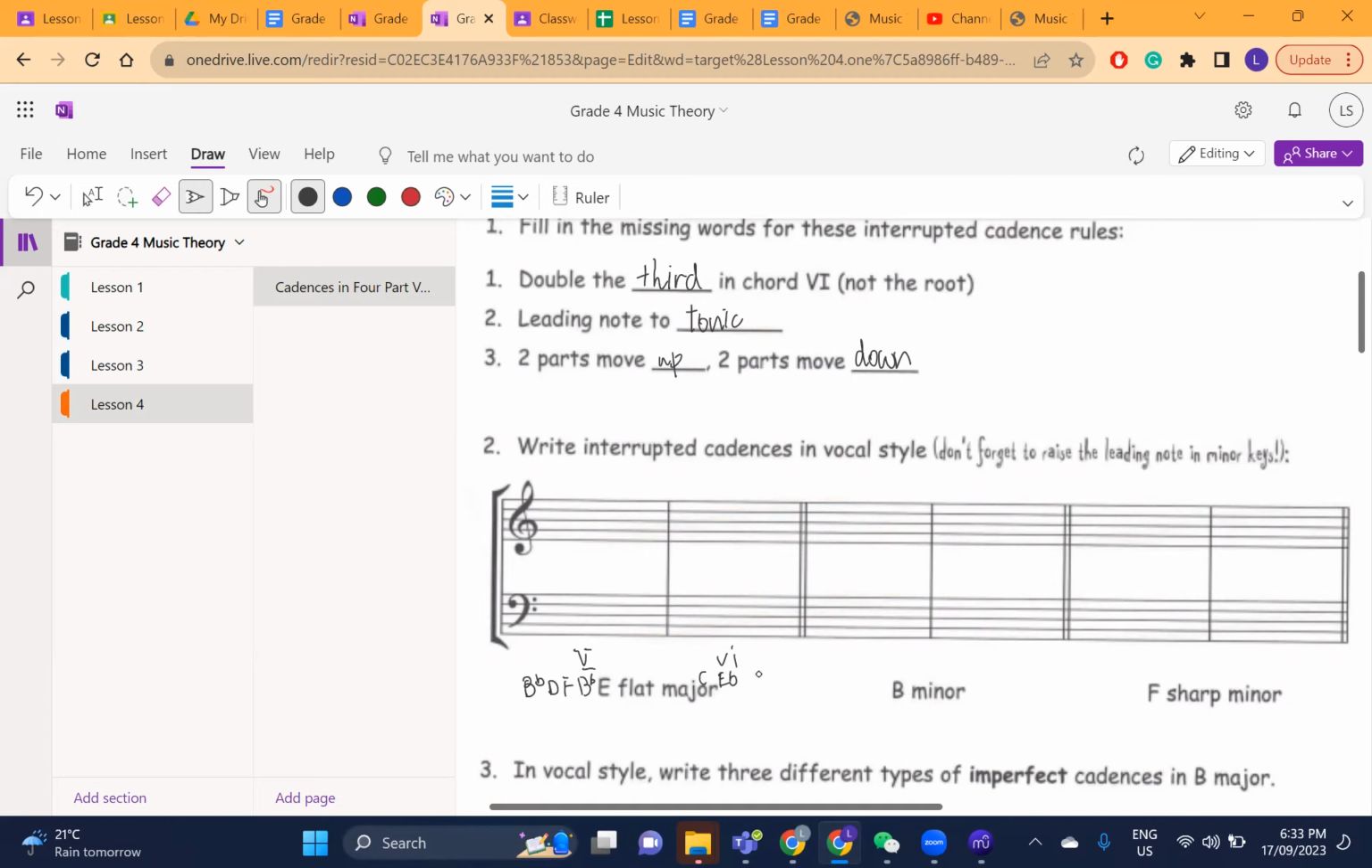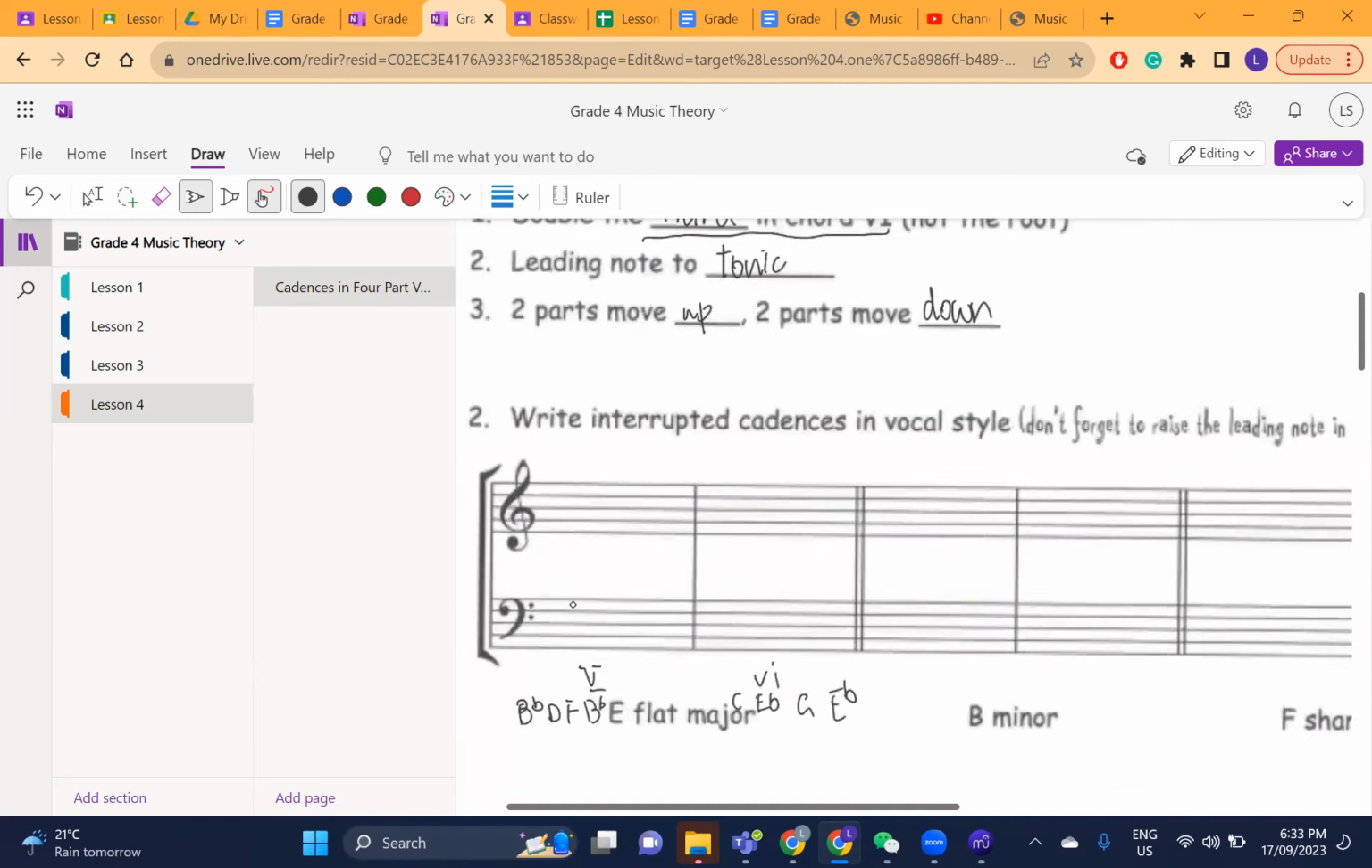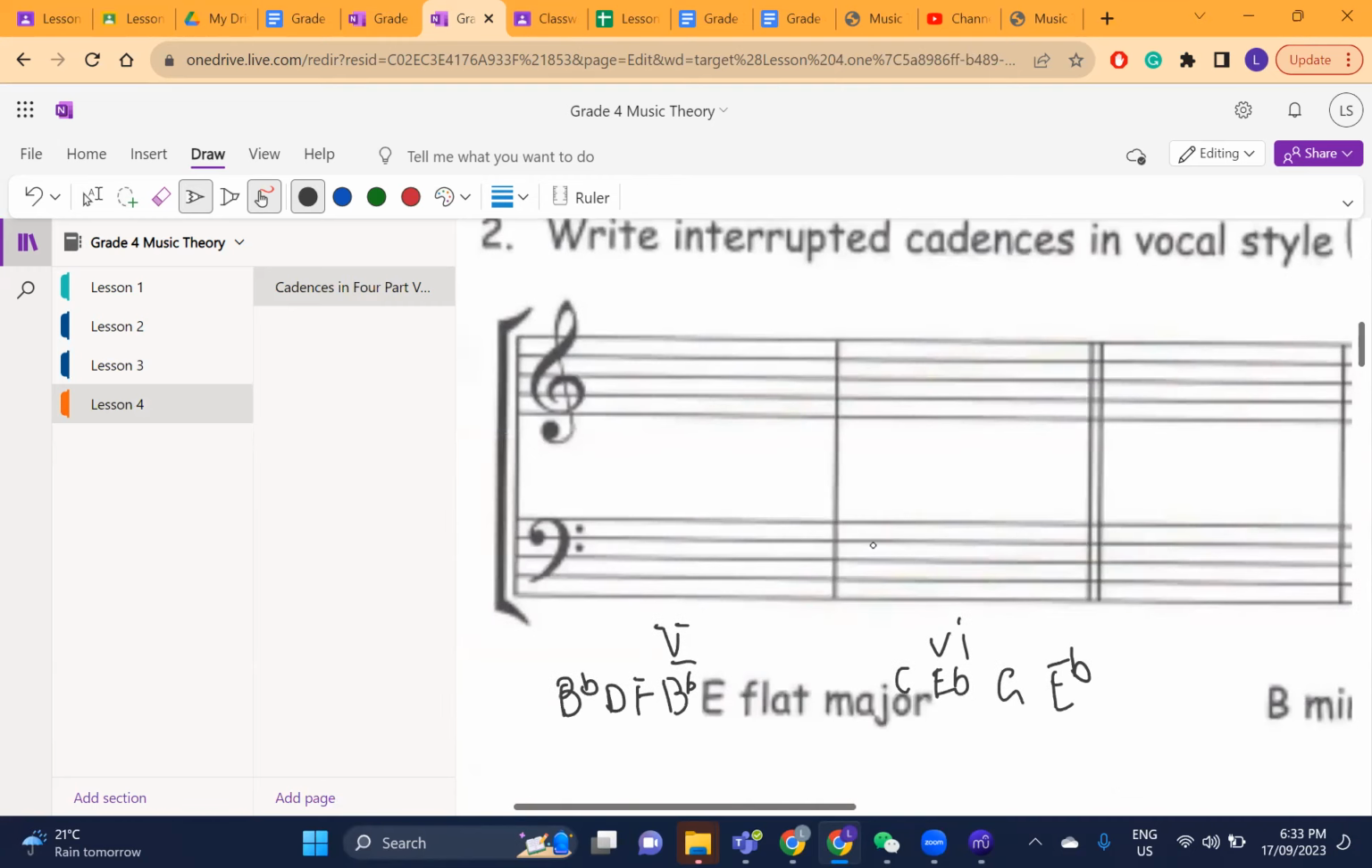C, E flat, G, and we have to double E flat. That's the rule for chord 6. Double the third in chord 6. So we have to double E flat. And now make sure that 2 voices go up and 2 go down. Obviously, the bass always has to go up. And the other voice that goes up is the leading note, which is D, to the tonic, E flat.